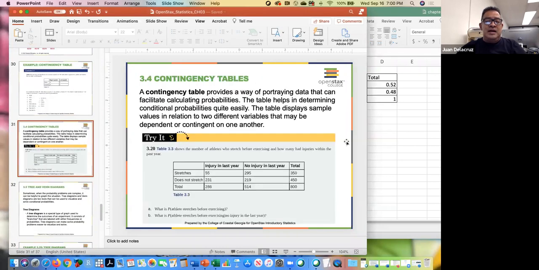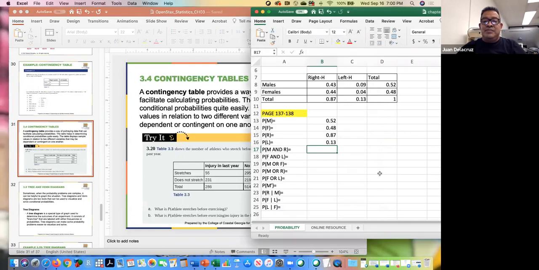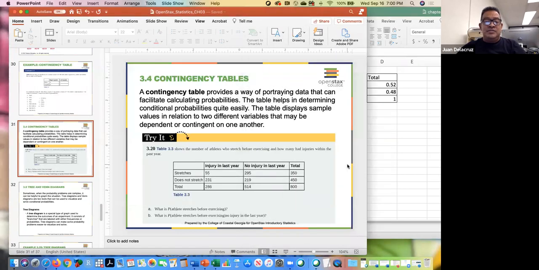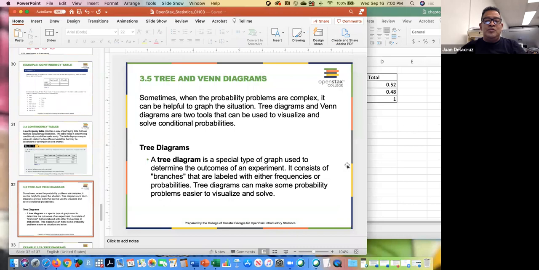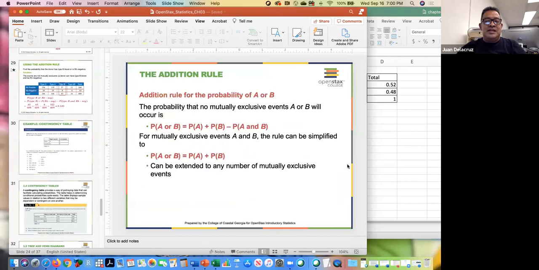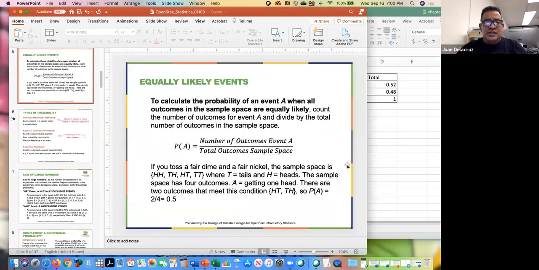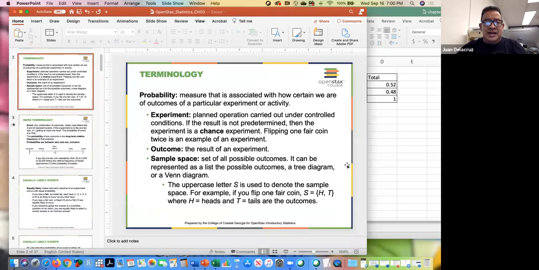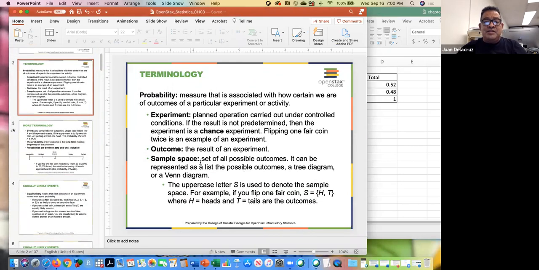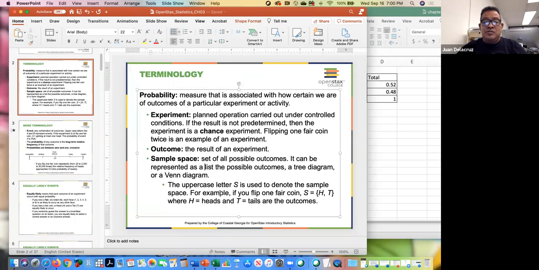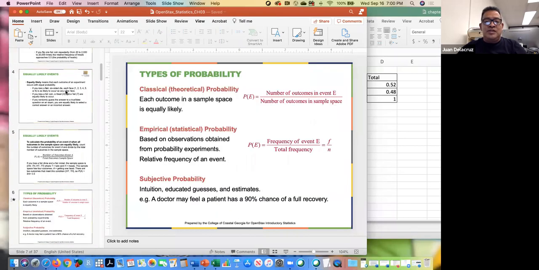I was very interested in making sure that you understand that these kinds of tables are called contingency tables. We also need a way to represent the sample space, something we were talking about at the beginning when we were mentioning the types of probabilities. The sample space can be a list of all possible outcomes, or it can be expressed in a tree diagram or in a Venn diagram, right? Venn diagrams are very easy to understand. I don't have to spend too much time on this.